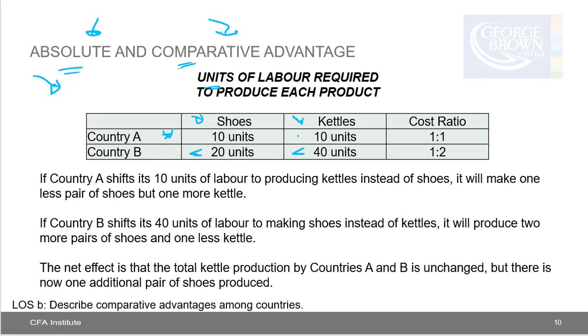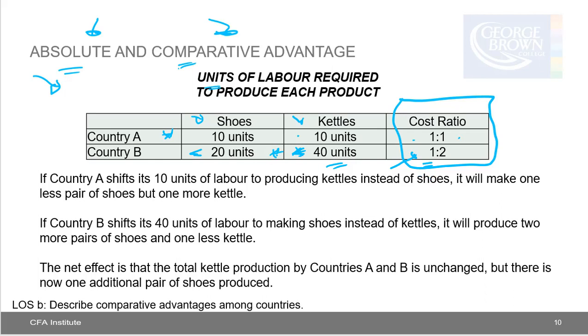Then we moved on to comparative advantage. We look at the cost ratio. The key there is that when we look at a country, here country A, there was a 1-to-1 cost ratio, that's fine. Country B had a 1-to-2 cost ratio, meaning that it took twice as many units of labor to produce a kettle. Therefore, they should specialize in making shoes because it takes fewer units of labor. So we're going to look for the lower number in the ratio, and that's what the country should specialize in. If you think about it like that, it kind of makes sense.